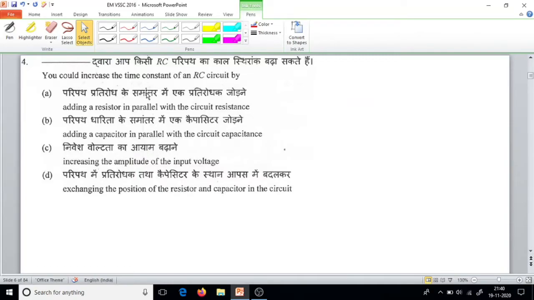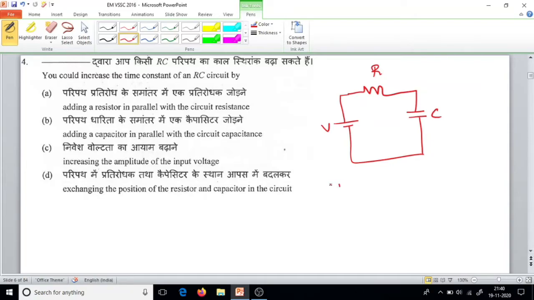Question number 4. You could increase the time constant of an RC circuit by. What is an RC circuit? A resistor and a capacitor. It's a voltage source, a resistance and a capacitor. This is an RC circuit. The time constant, that is tau, is given as resistance multiplied by capacitance.